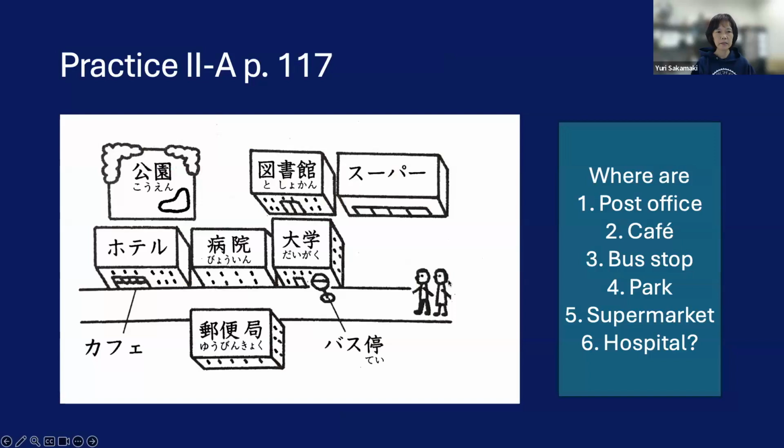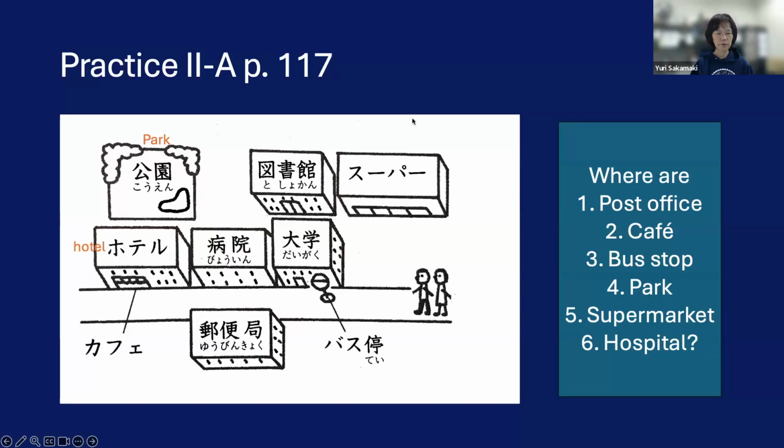All right, and practice 2A, it's on page 117. You are going to say where these places are: post office, cafe, bus stop, and so forth. So this will be the assignment to record, and you can use this slide, but it's also on page 117 in the book.